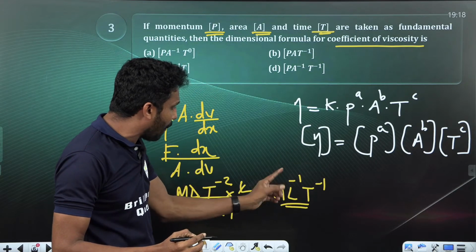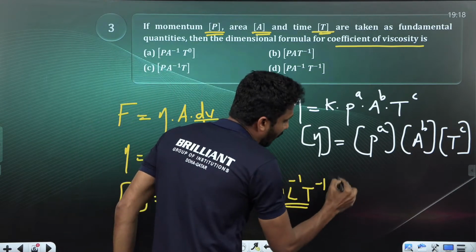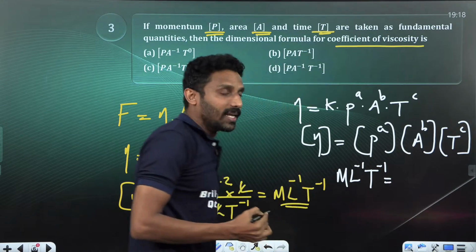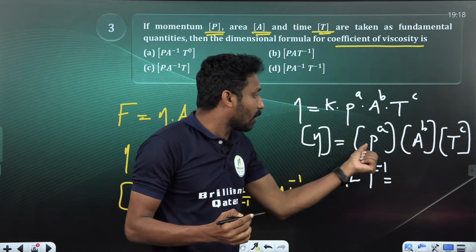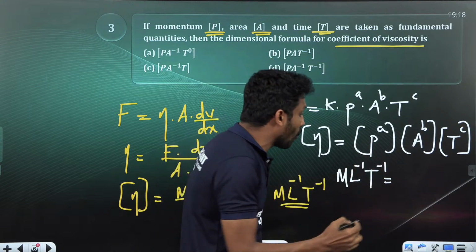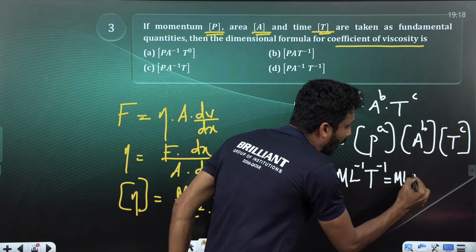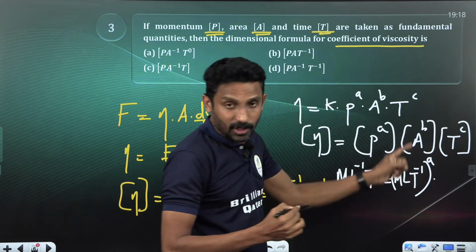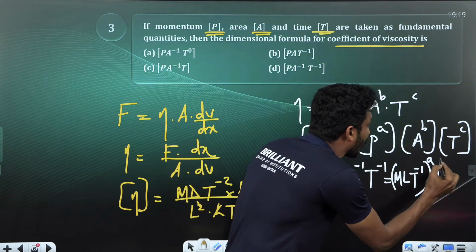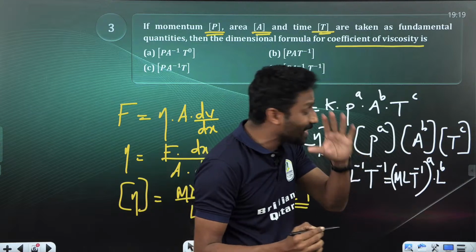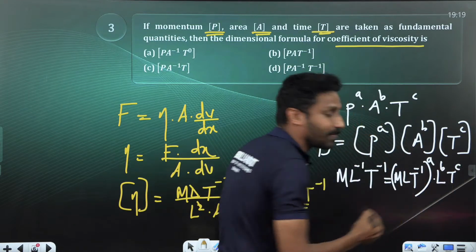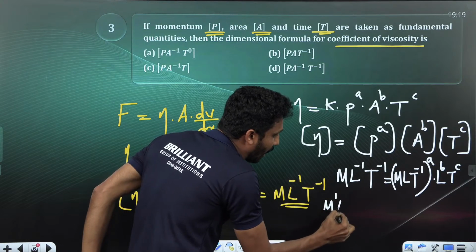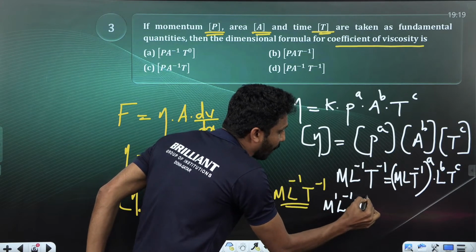That is M L power minus 1 T power minus 1. M L power minus 1 T power minus 1 is equal to K, which is dimensionless. Okay. Then what's the dimension of momentum? The dimension of momentum is M L T power minus 1, raised to A. Okay. Then that of area is L square raised to B. Then that of time is T itself, T power C. Clear? Then on LHS, this is M power 1. Then L power minus 1, then T power minus 1.